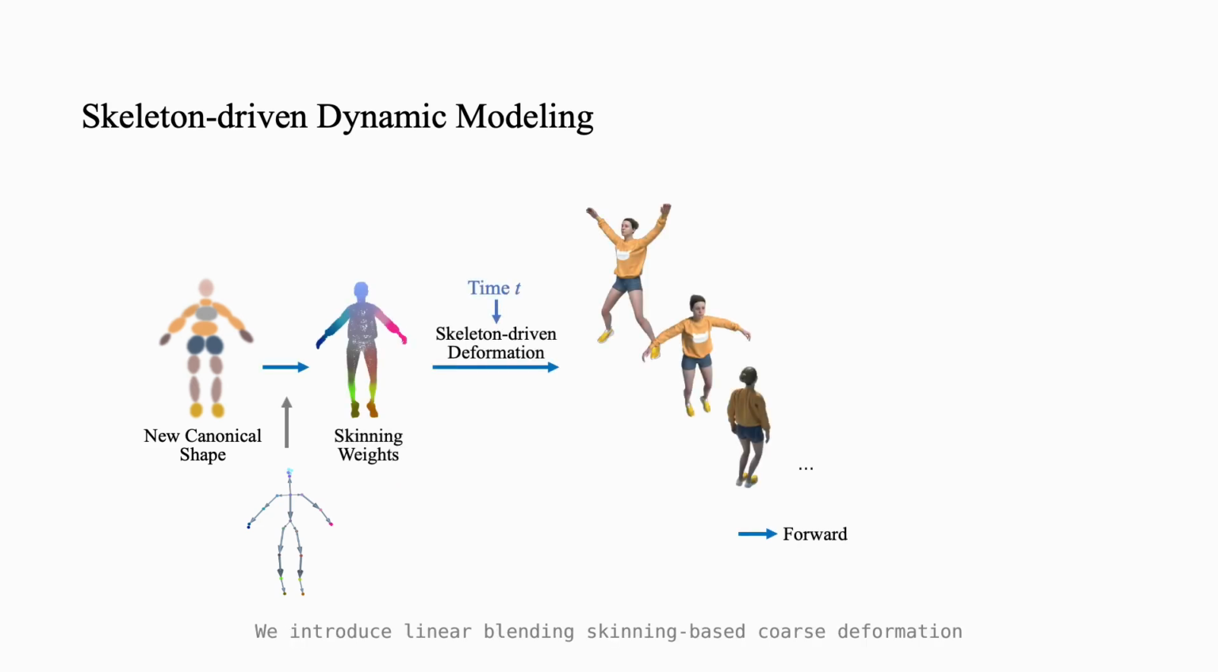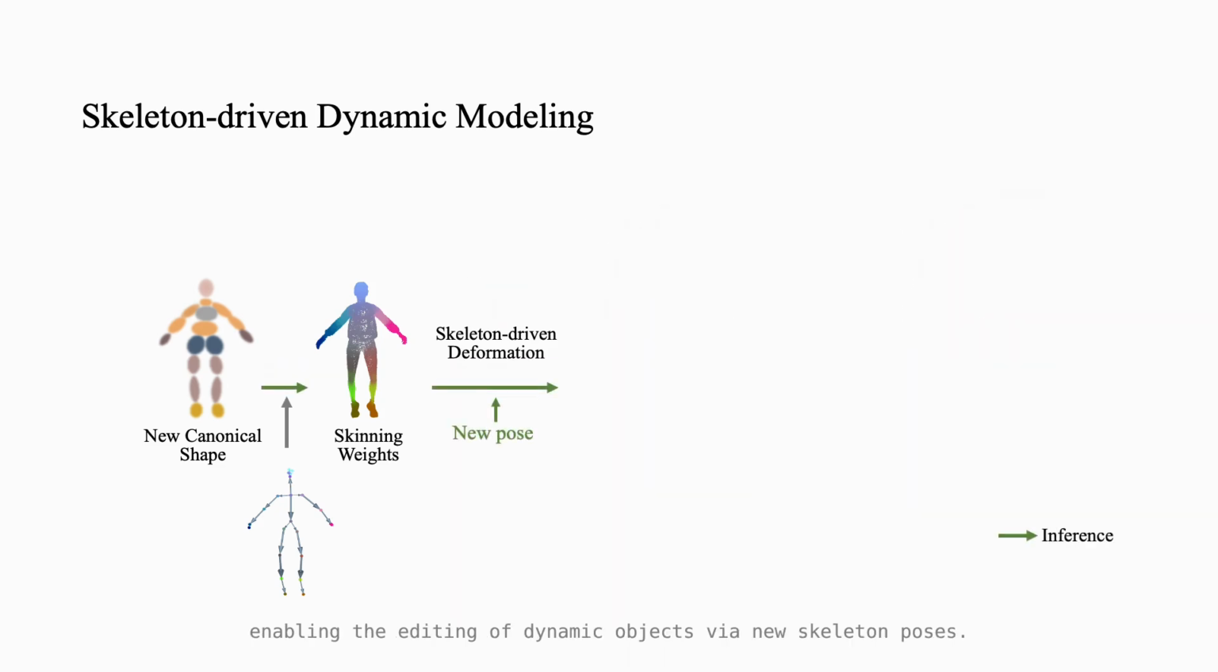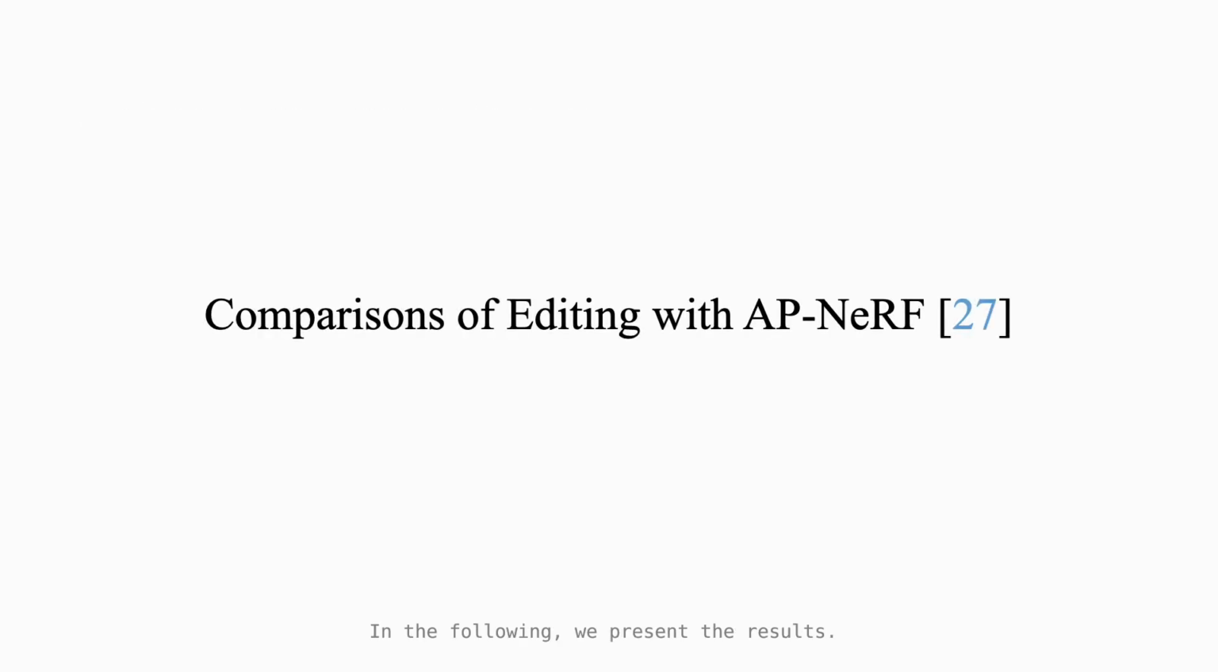We introduce linear blend skinning-based coarse deformation with learnable skinning weights and pose-dependent detail deformation, enabling the editing of dynamic objects via new skeleton poses. In the following, we present the results.